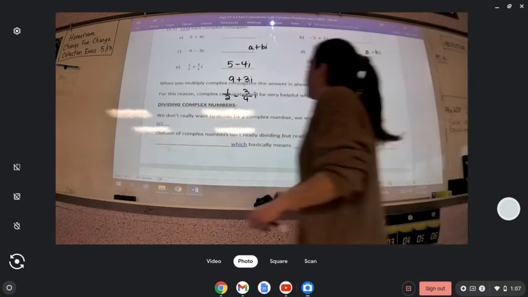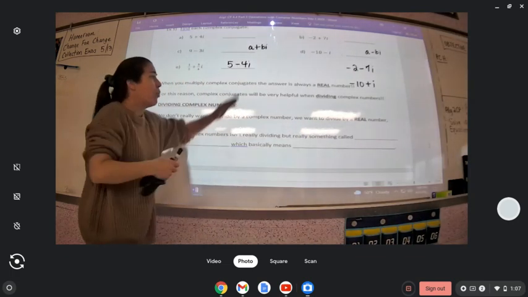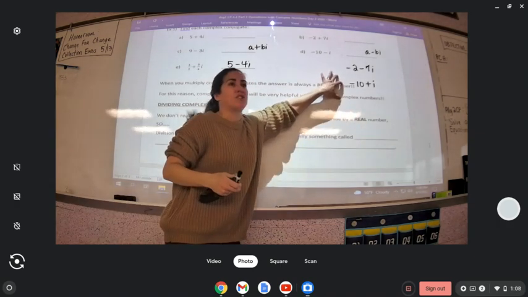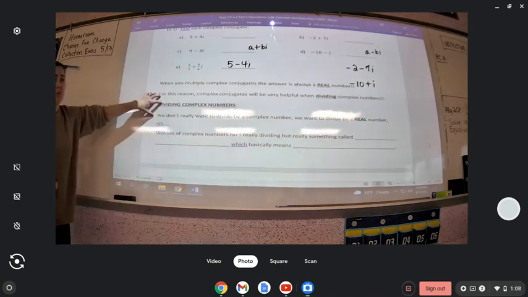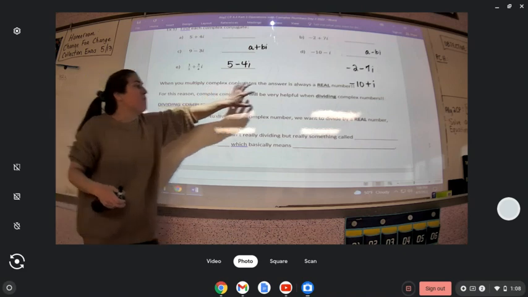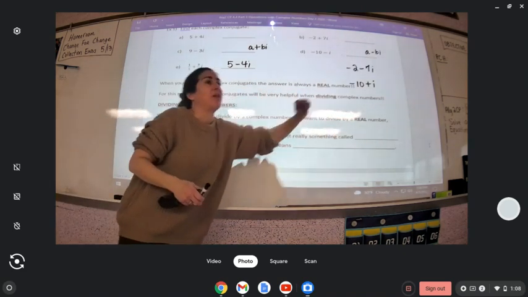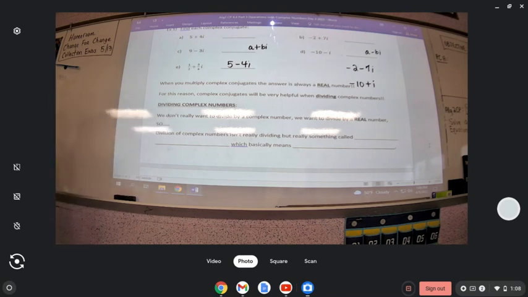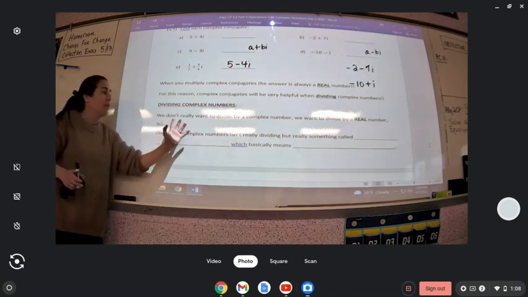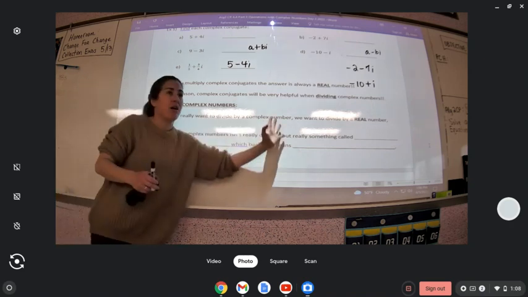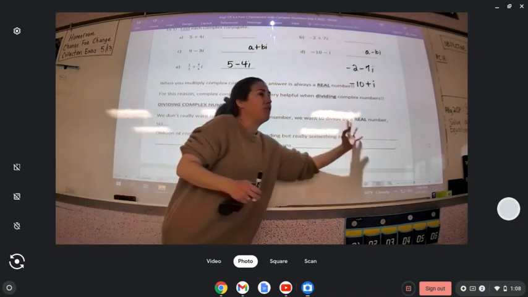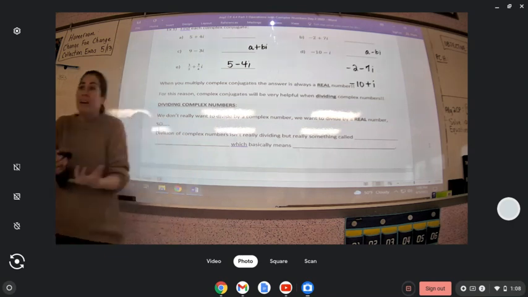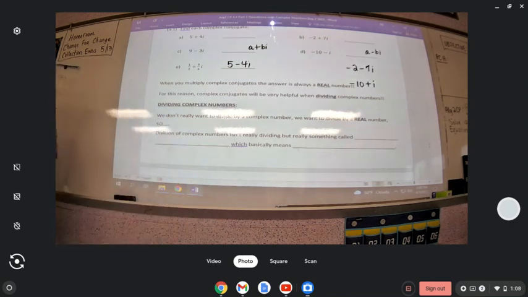When you multiply complex conjugates together, we have just seen the answer is always a real number. For this reason, complex conjugates will be very helpful when we're dividing complex numbers. When you are asked to divide complex numbers, guys, something's going to happen. It's not going to feel like division at all. We don't really want to divide by a complex number. We want to divide by a real number. So really, we want to make a real number who we are dividing by.